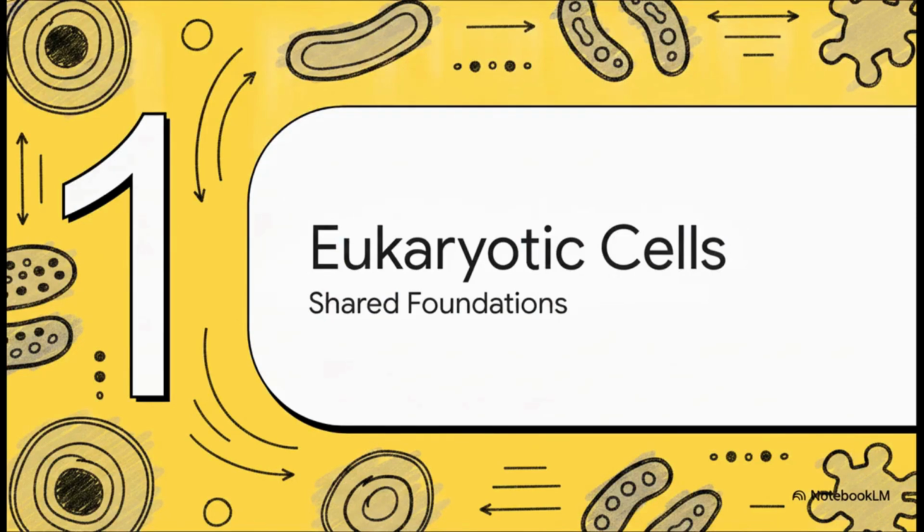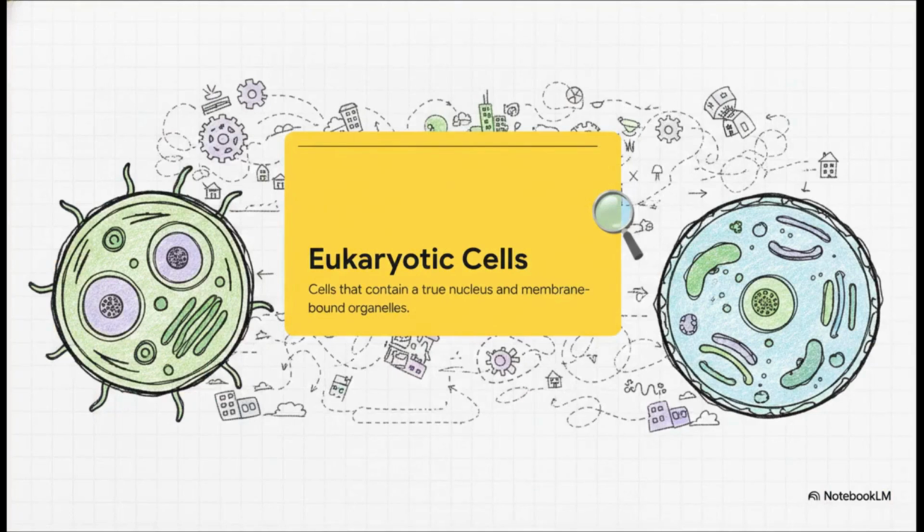Section 1. Meet the eukaryotic cells. Okay, first things first. Both plants and animals are built from eukaryotic cells. Basically, this means they contain a true, distinct nucleus and membrane-bound organelles. It's a highly sophisticated cellular architecture. You can think of a eukaryotic cell like a tiny, bustling, well-organized city where absolutely everything has its own specific, protected place and function.